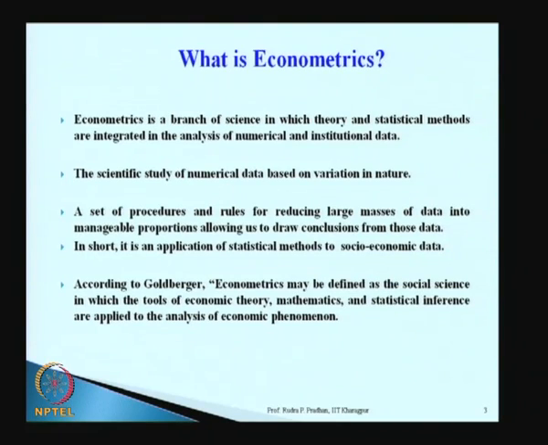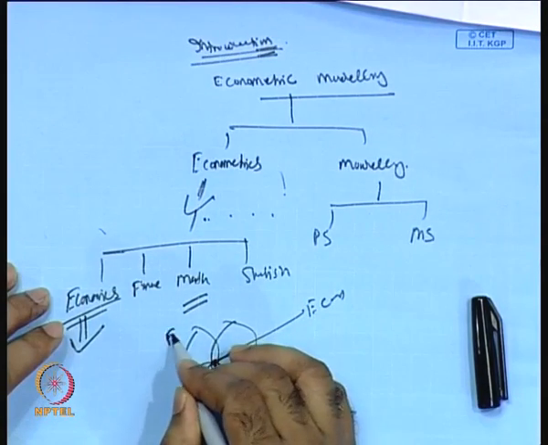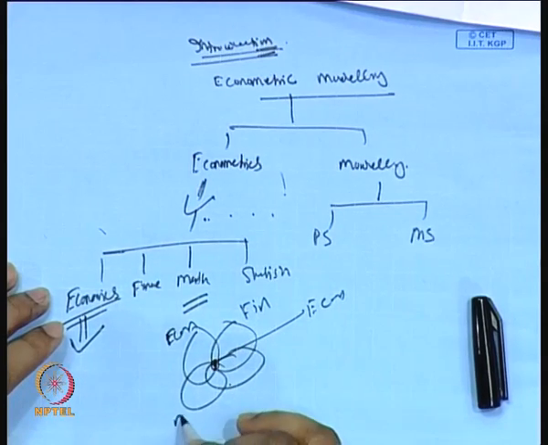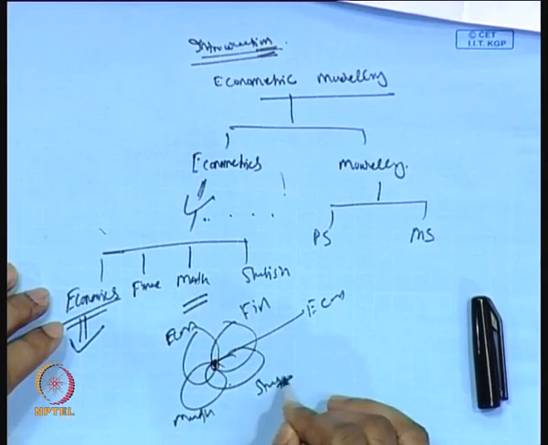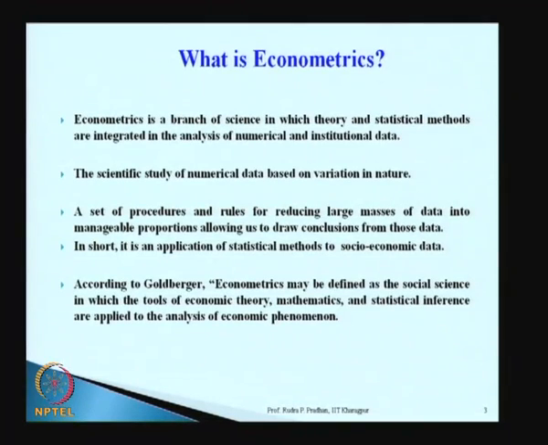Now very quickly I will highlight once again what econometrics is all about. Econometrics is a branch of these 4 heads: economics, finance, math and stat. This cluster we call econometrics. It is a set of procedures and rules for reducing large masses of data into manageable proportions, allowing us to draw conclusions from those data.